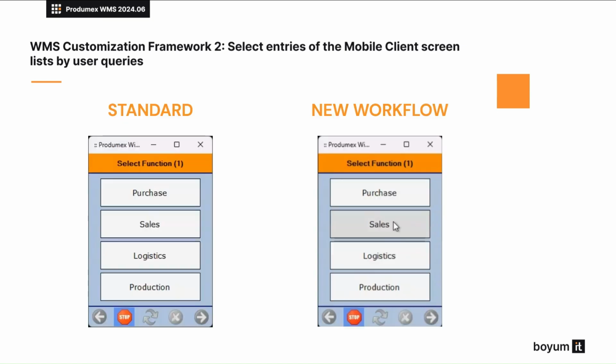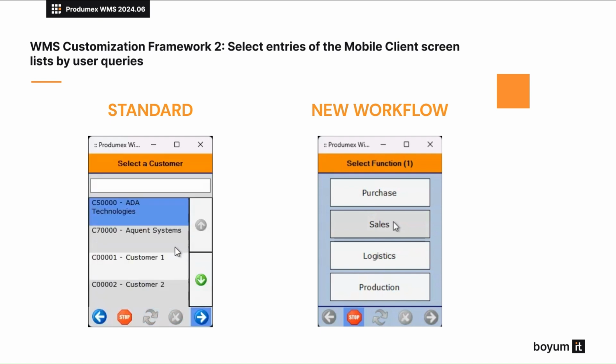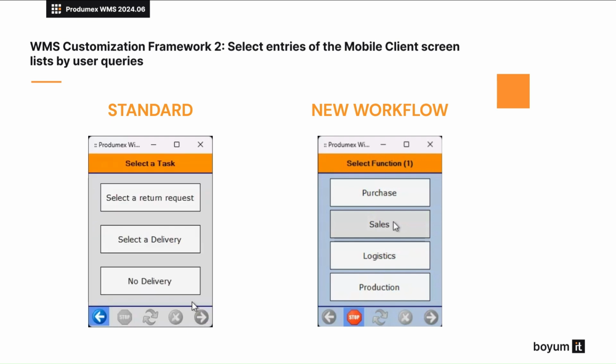On the left side you can see the standard workflow for the sales return process. In the list you can find every customer. To select the required customer for the sales return you must do it manually. After you found the customer on your list, go on with your manual workflow. As you can see, it can be a quite long and monotonous process if you have more than 100 customers.